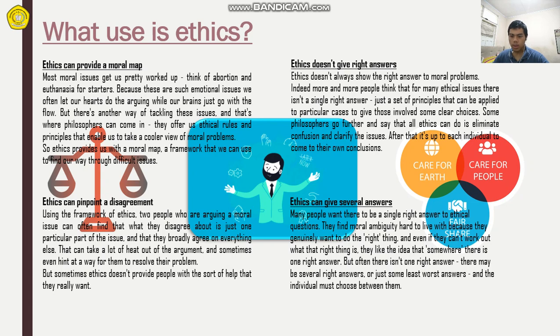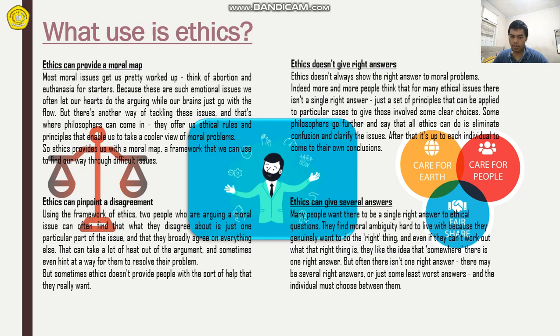But there's another way of tackling these issues, and that's where philosophers can come in. They offer ethical rules and principles that enable us to take a cooler view of moral problems. So ethics provides us with a moral map, a framework that we can use to find our way through the difficult issues.